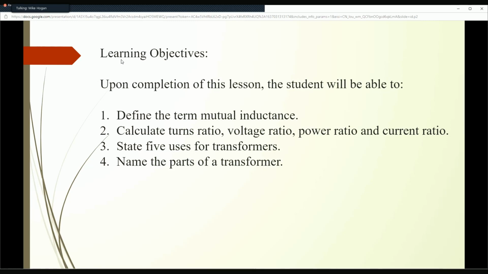But we're going to do a couple of different things than just having one inductor or one set of turns. We're going to talk about mutual inductance. We're going to look at this notion of turns ratio and talk about how that plays into voltage and power and current. We'll look at some uses for transformers and the parts of a transformer, right?